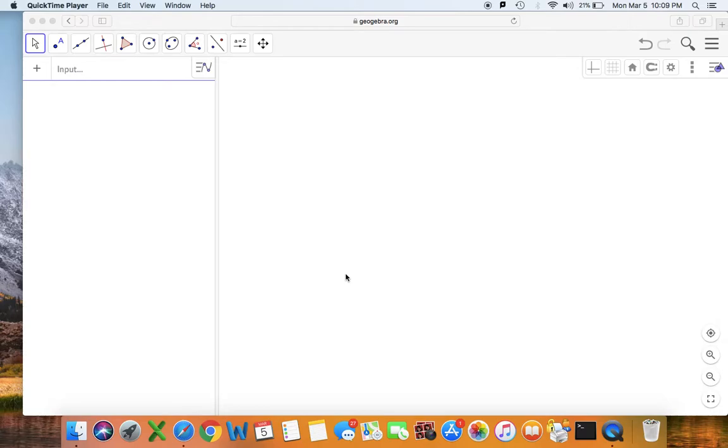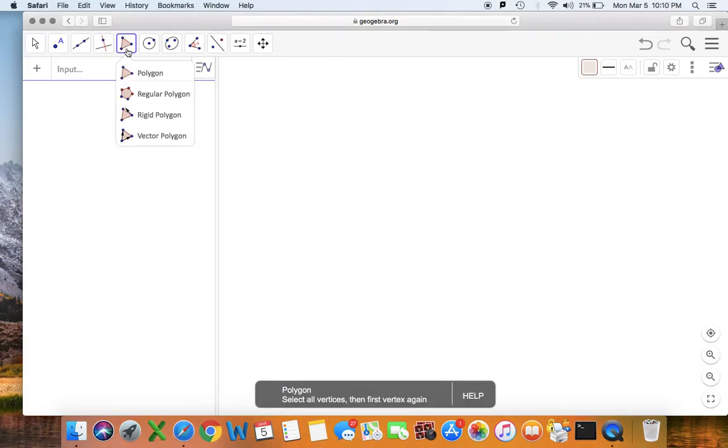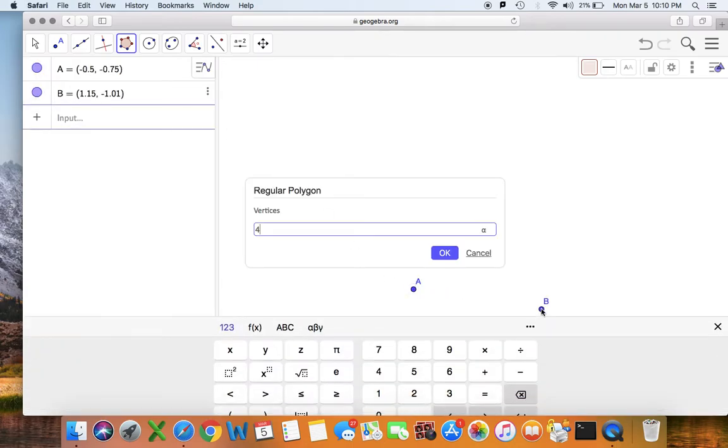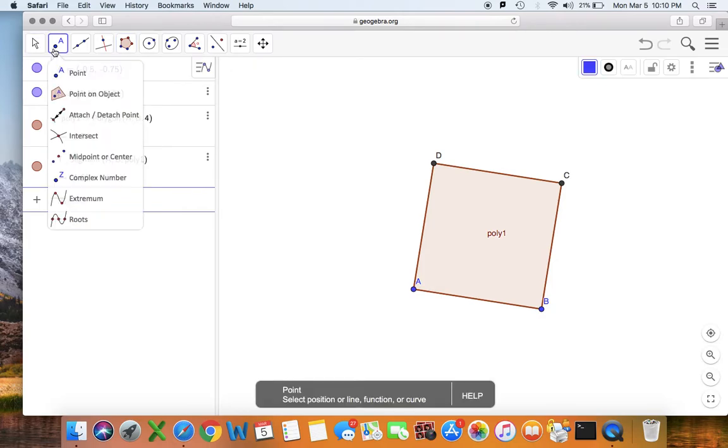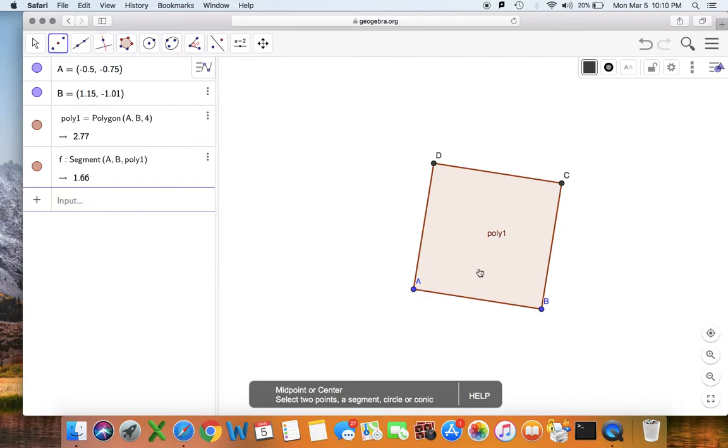Guys, so first things first, I'm going to construct a problem for you and then we're going to talk about the different ways to solve it. So we have a square, which is a regular polygon with 4 vertices, and we have the center of the square.